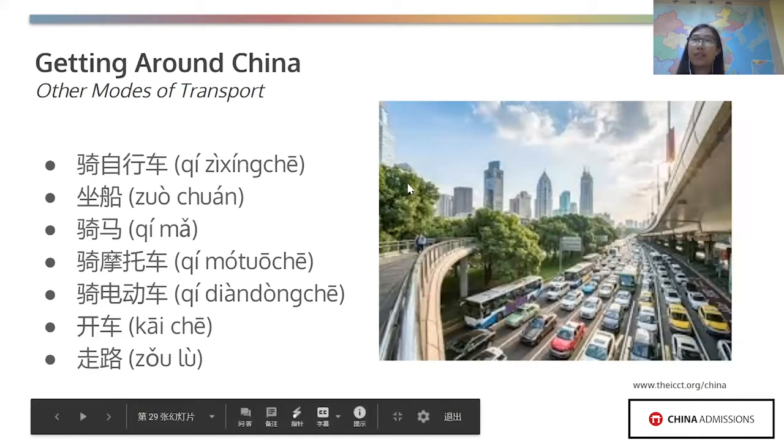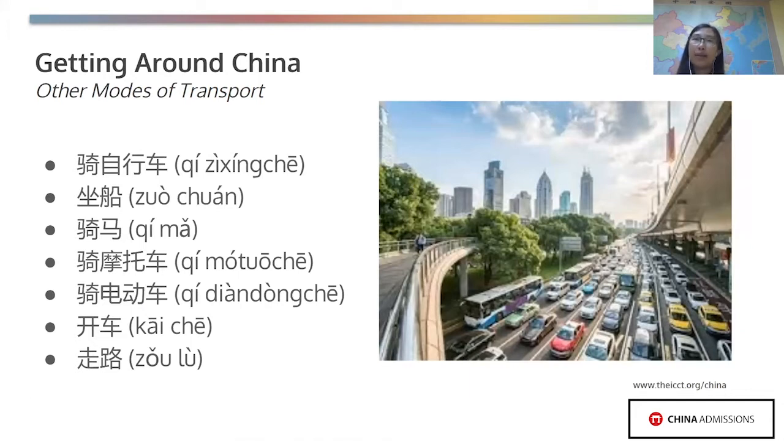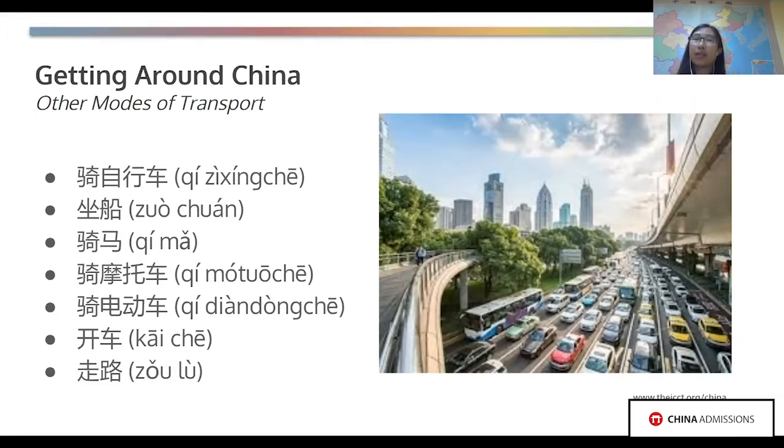ride a bicycle. And then 坐船. 船 is boat, right? So by boat. 骑马, I think somebody knows the meaning of 马. 马 is horse. So 骑马, ride a horse. And then 骑摩托车, it's ride a motorcycle. 摩托 is motor. I think this is from the English sound. 骑摩托车. And then 骑电动车. I'm not sure if you guys know what 电动车 is. The 电动车 is a scooter.